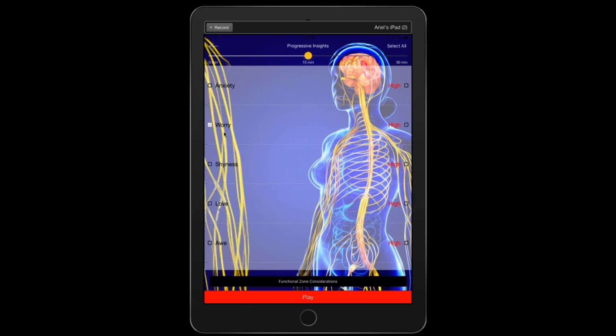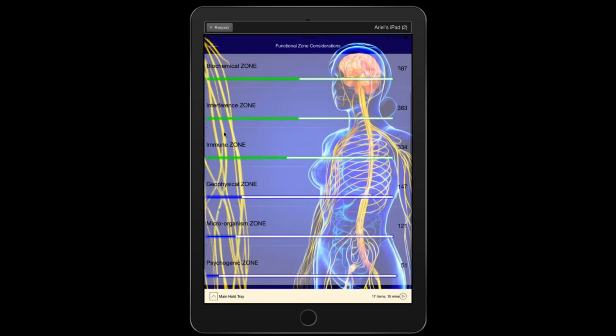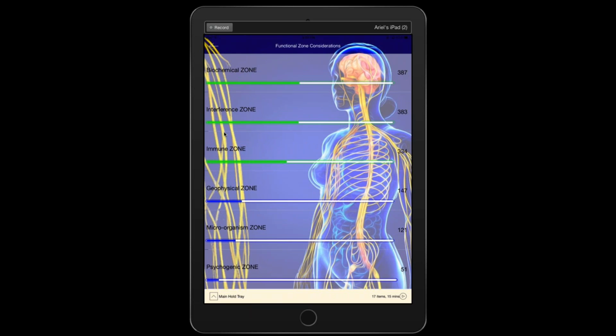So let's go to worry. And let's go to the functional zone considerations. Again, more about the root cause, causal chain, things that you really need to know about any particular issue. It could be immune system, virus, it could be meridians, it could be anything you can do the functional zones for. And this is microorganism zone against psychogenic zone, geophysical zone. So there's definitely some geopathic stress contributing to the emotional stuff going on here.